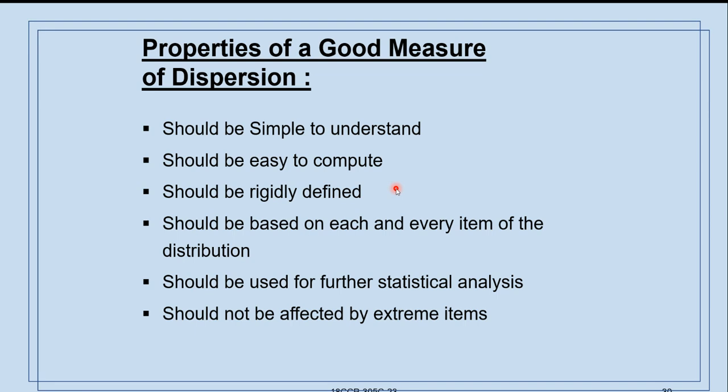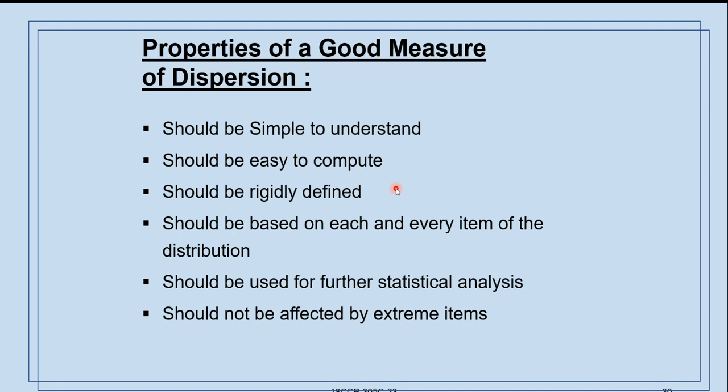The measures of dispersion should be usable for further statistical analysis. I said standard deviation is a good measure of dispersion because that is used for further statistical analysis also. In calculating the other measures of statistical analysis, we will use standard deviation. In correlation and regression and some other things, we will use the concepts of standard deviation.